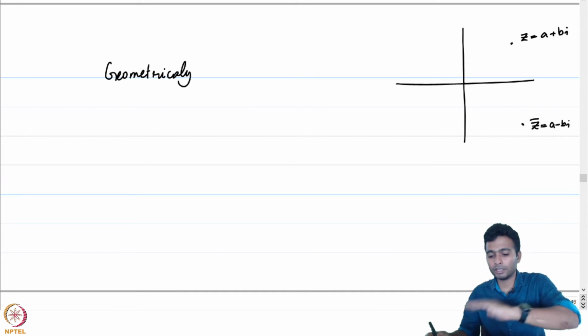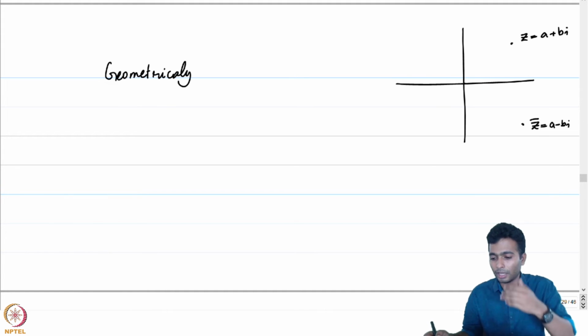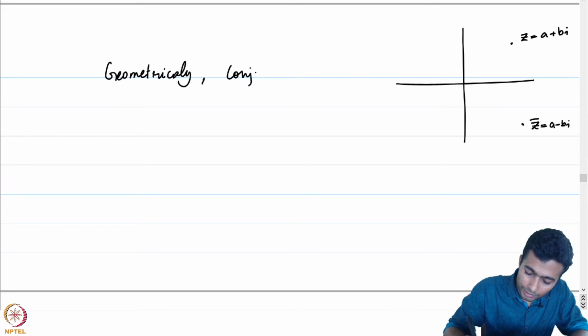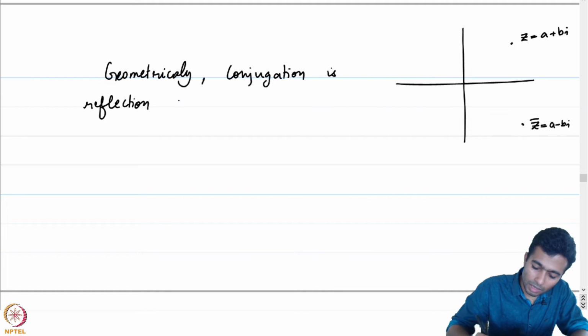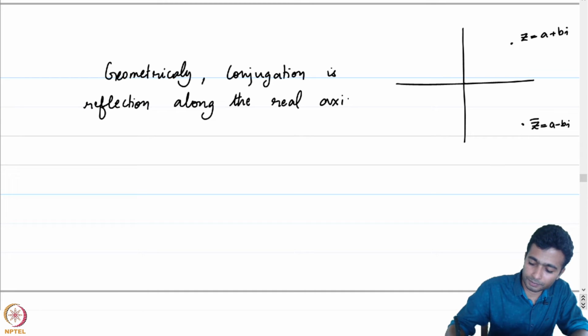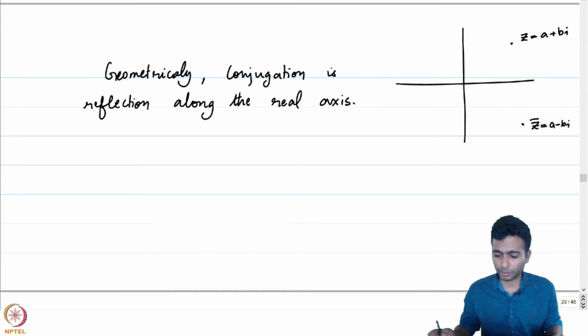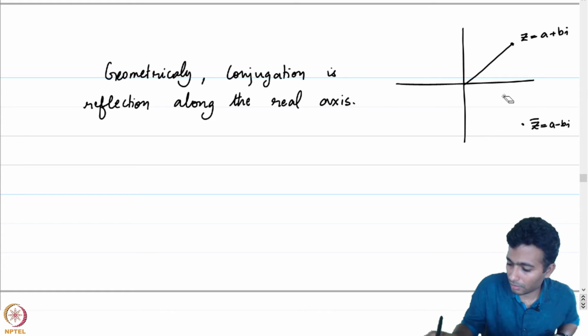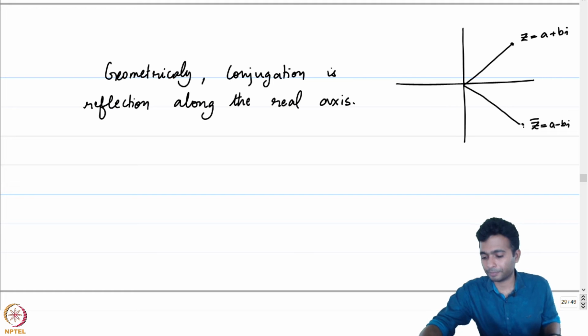This is what our z bar is going to be, a minus bi. It's basically the linear transformation which reflects every vector along the real axis. So geometrically, conjugation is the linear transformation which is the reflection along the real axis. This is our R, this is our z, and this is what our z bar will turn out to be.